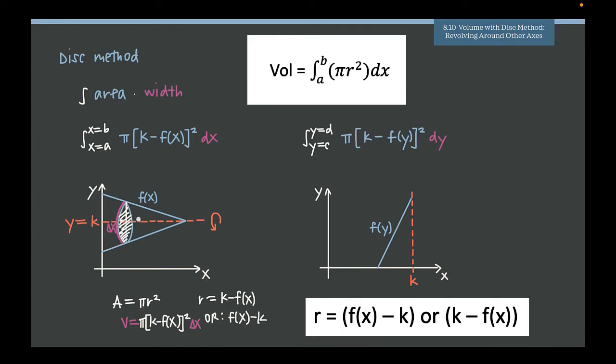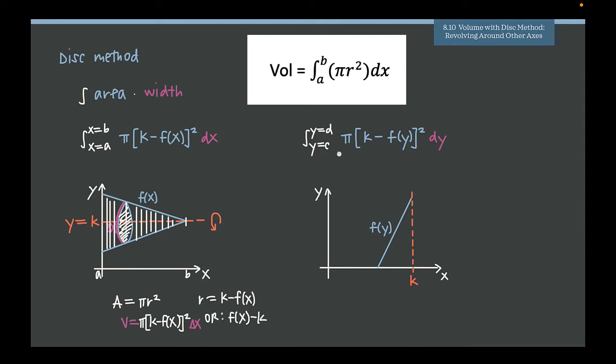And then in order to add up all the cross sections to come up with this volume, we integrate this value. And of course we see the pi times k minus f of x quantity squared, that's our area here. The delta x becomes dx, and then we simply integrate over the interval here from x equals a, so at this value here, to x equals b at this value here. And that's going to add up all of our cross sections that make up this volume here. We add up the cross sections between x equals a and x equals b, and that's our integral.